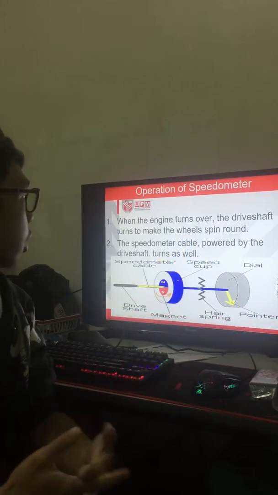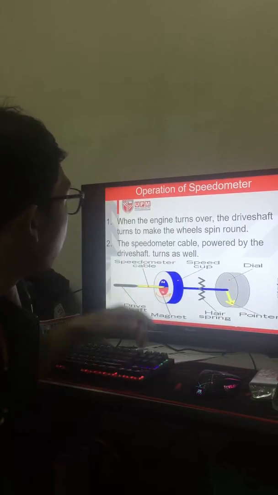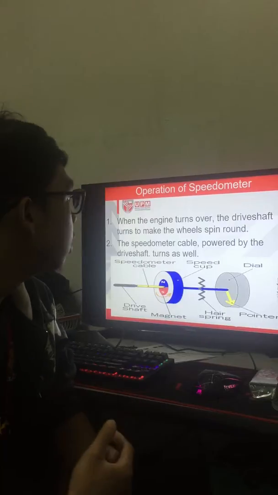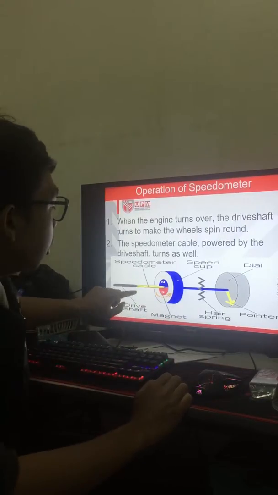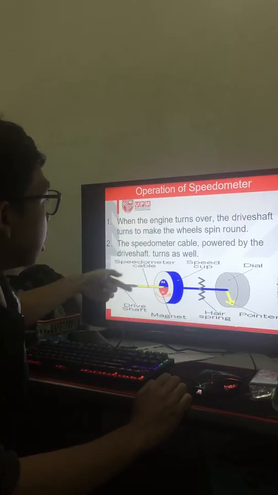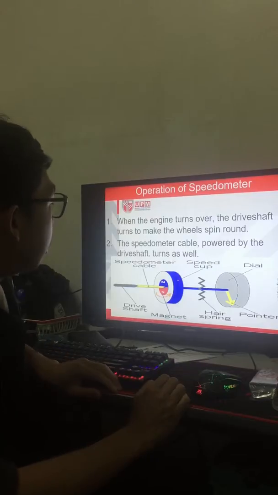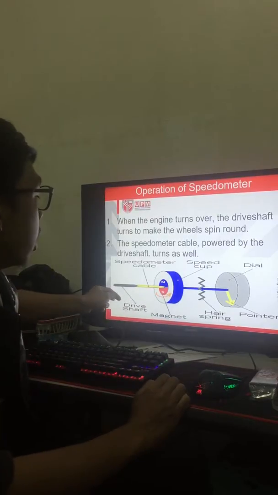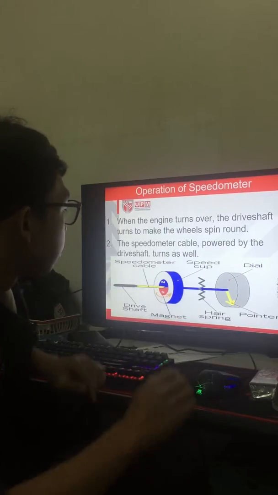For the first step of the operation of the speedometer, when the engine turns over, the drive shaft turns to make the wheels spin around. This is the drive shaft. It will rotate, and then the speedometer cable, powered by the drive shaft, turns as well. So when the drive shaft turns, the speedometer cable will also turn.